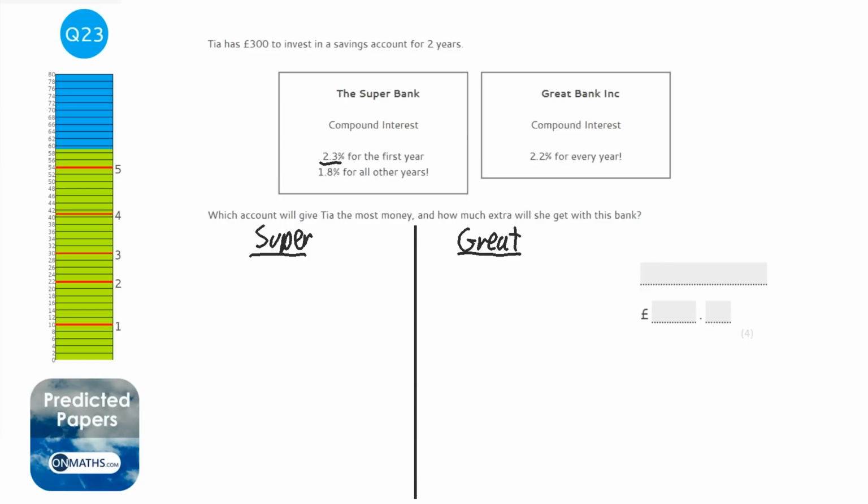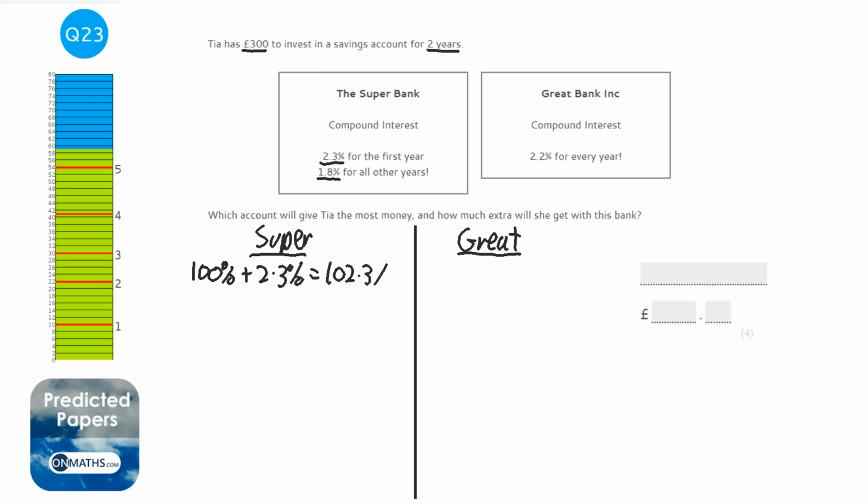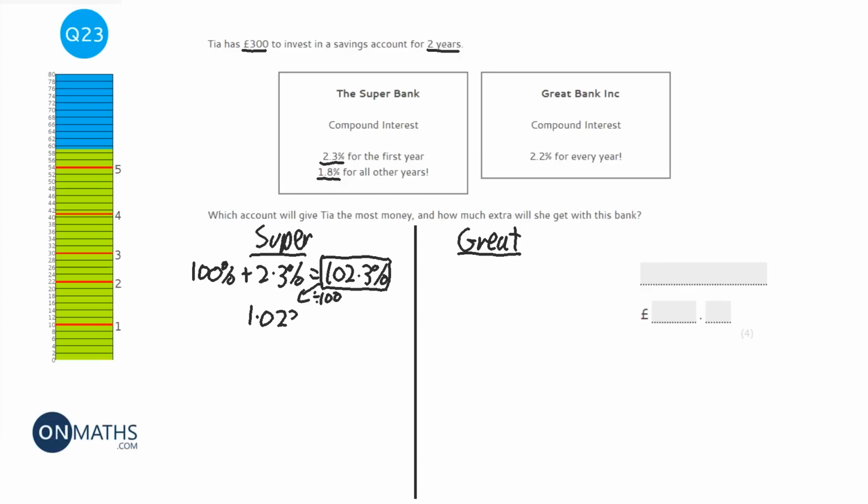It says we have 2.3% for the first year and 1.8% for all other years, and we're doing this for 2 years at £300. So first of all I want to work out what the multiplier is. Since this is the calculator paper, we use the multiplier method. So we start off with 100% always, and compound interest means we're gaining money, so we're going to go up by 2.3%, so that means we'll have 102.3%. So as a multiplier, what we do is we just divide that percentage by 100 to get it as a decimal into what we call a multiplier, 1.023.